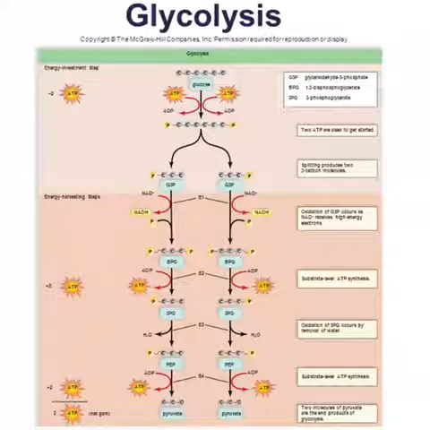First, 2 ATP are added. Second, 2 NADH are produced. Next, 4 ATP are produced by substrate-level phosphorylation. Last, 2 pyruvate are formed.